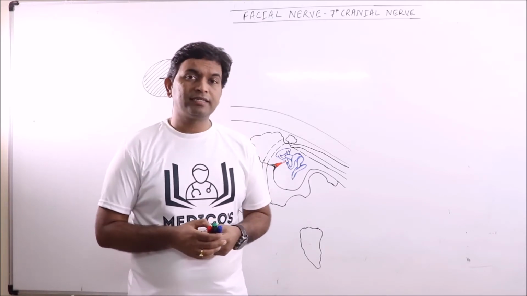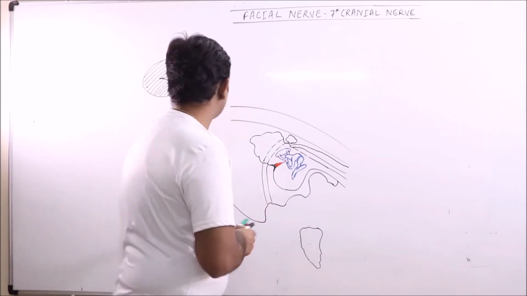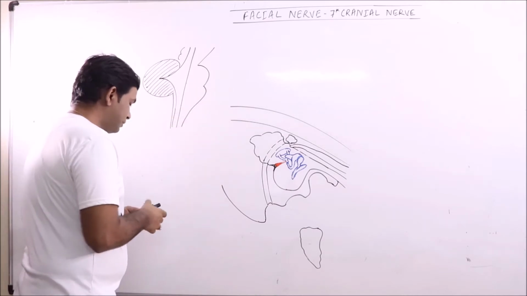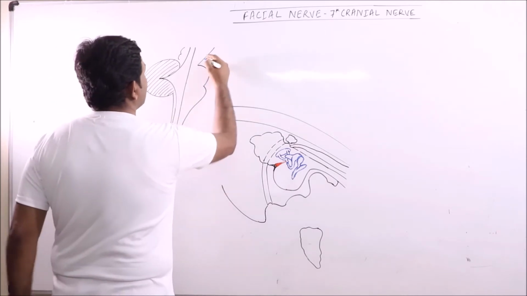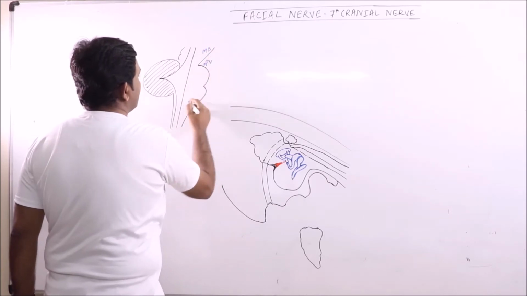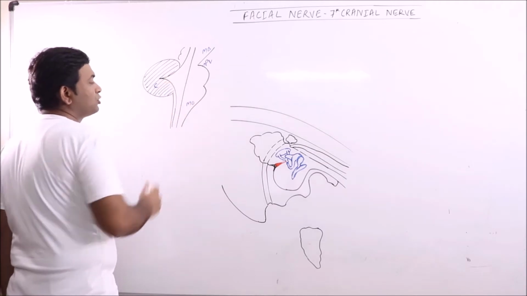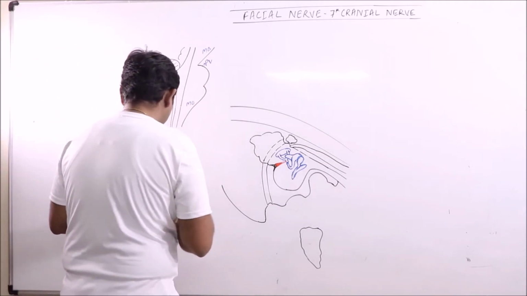Now, in this lecture, we'll discuss just an outline of the facial cranial nerve. Now, this one is the brainstem and this is pons varoli, this is midbrain and this is medulla oblongata. This is cerebellum, this is 4th ventricle.